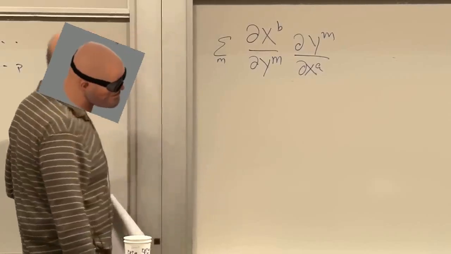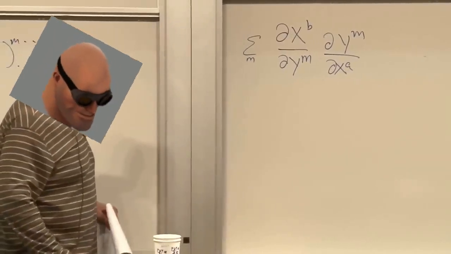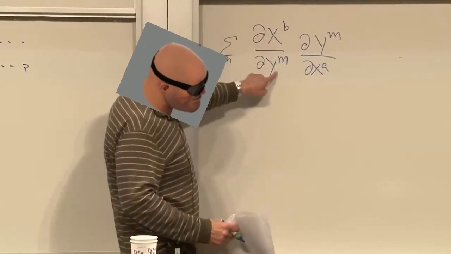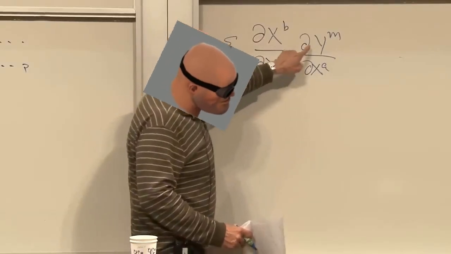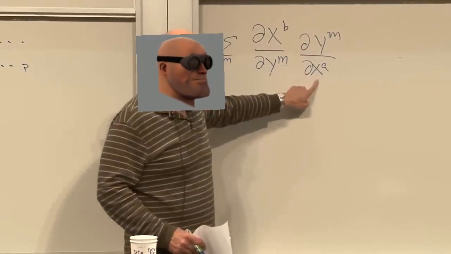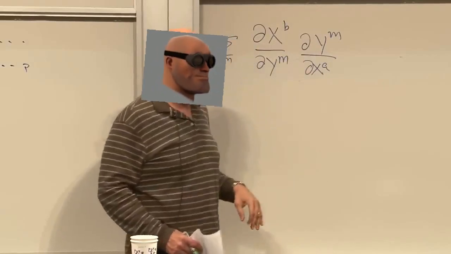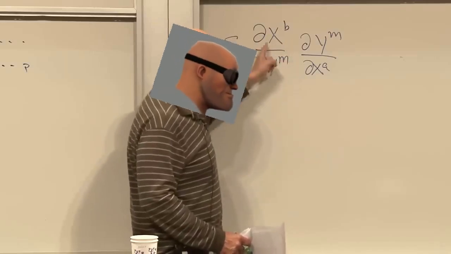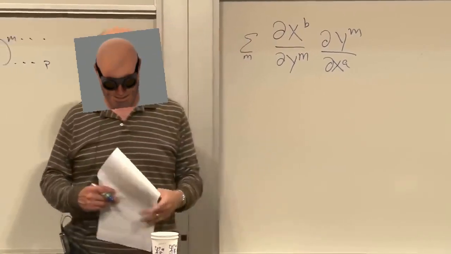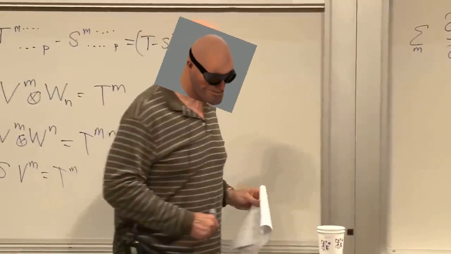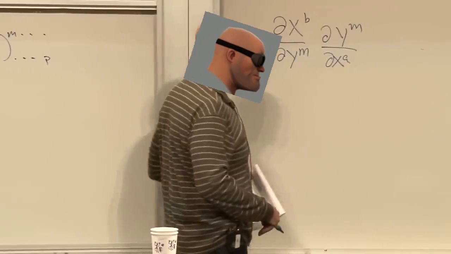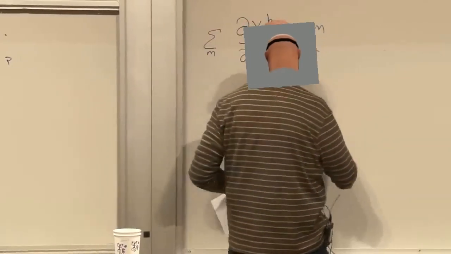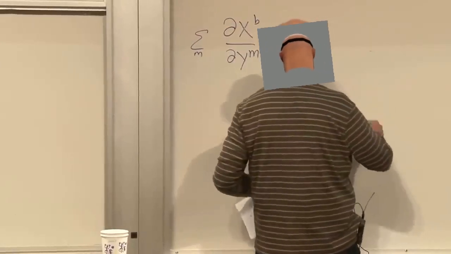What is this object? Anybody know what this object is? This is the change in xb when you change ym a little bit, times the change in ym when you change xa a little bit, summed over m. You change y1 a little bit, then you change y2 a little bit, and then what does that do to xb? What is this thing? I didn't hear what you said, but it's probably right. But let me write down a slightly more general formula.